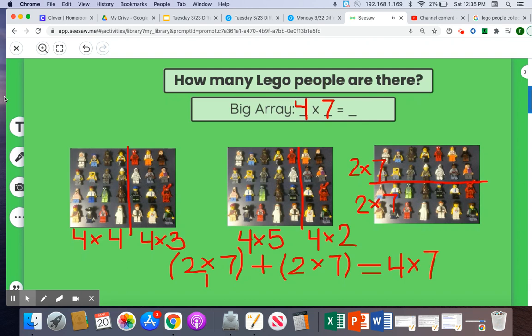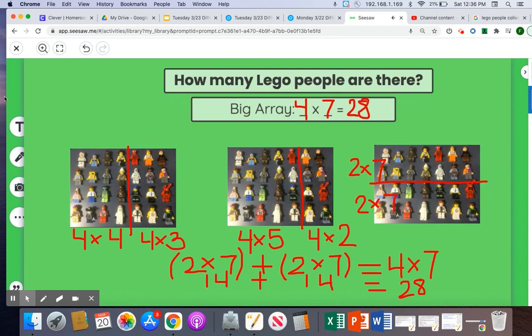Now I can solve. I know 2 times 7 is 14, and 2 times 7 is 14. And that equals, when I add up 14 and 14, I know 10 plus 10 is 20, and 4 plus 4 is 8, so 28. So I'm going to record my 28 up here.